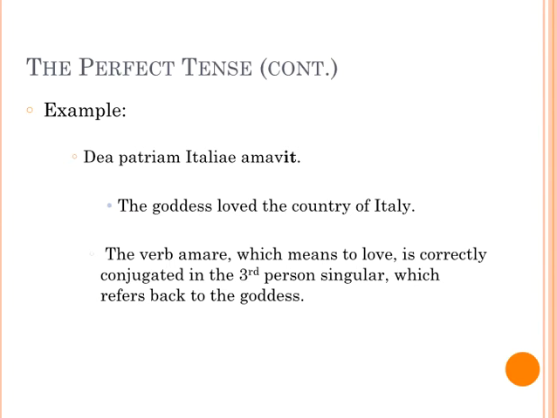Here's an example in a sentence. Dea patriam Italiae amavit. The goddess loved the country of Italy. The verb amare, which means to love, is correctly conjugated in the third person singular, which refers back to the goddess.